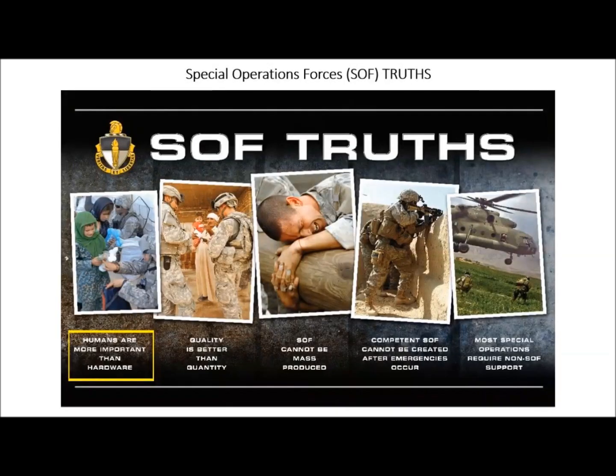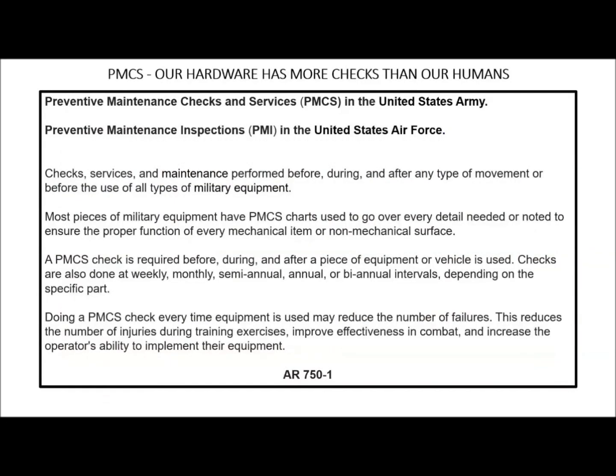Looking at the soft truths, the first one right off the bat: humans are more important than hardware. Well, I can tell you that it briefs well, it looks great, it sounds great, but it's completely false. Our equipment has checks and balances. It has what's called PMCS. So PMCS is preventative maintenance checks and services in the Army and preventative maintenance inspections in the Air Force.